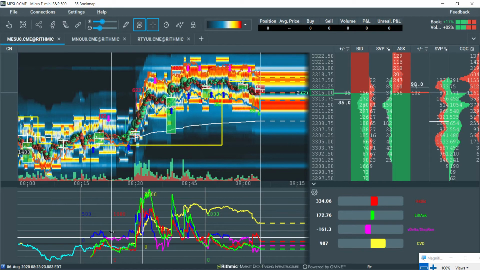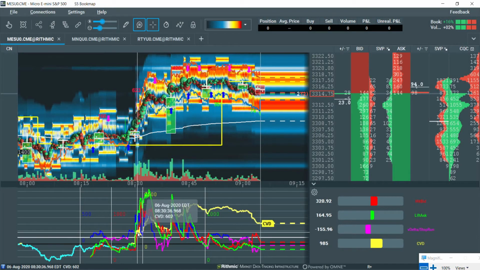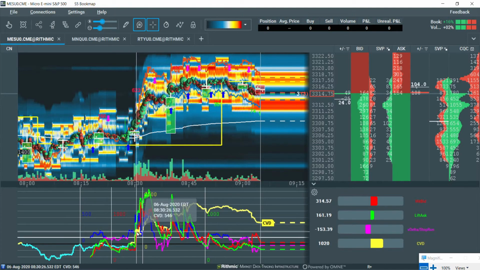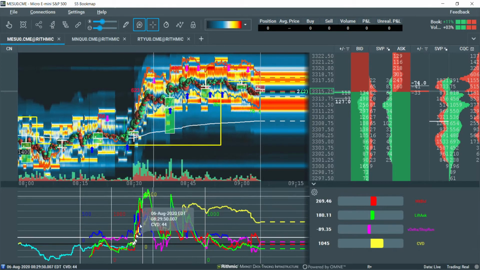And CVD, the volume doesn't start to pick up till the number comes out, and that's at 8:30. And that's the yellow line, that's the CVD. Okay.